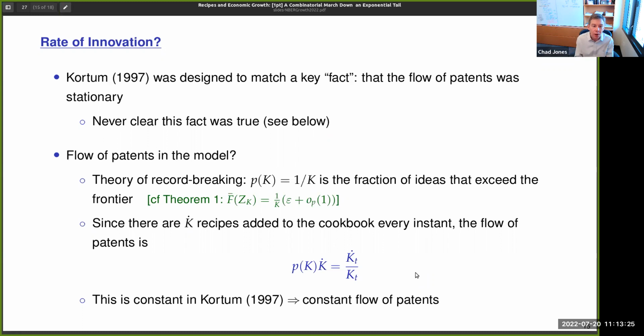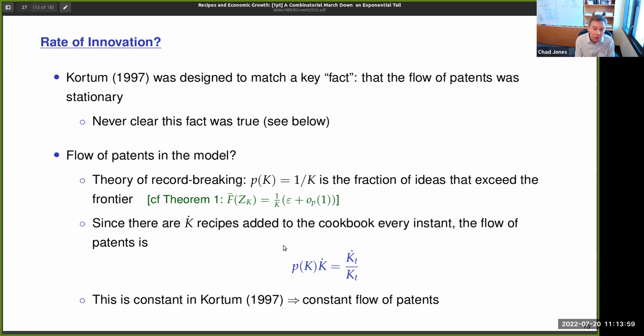Okay, what is the flow of patents in the model? Here I'm just following Kortum. Remember we said the probability that a new idea exceeds the frontier is just 1 over k, this record-breaking temperature kind of result. So Kortum said, look, the fraction of ideas that exceed the frontier is going to be 1 over k. We're adding dk dt recipes, or ideas every instant. And so the flow of patents is just p of k times k dot, which is k dot over k. So the flow of patents in Kortum's model, or in my combinatorial model, is the growth rate of k.